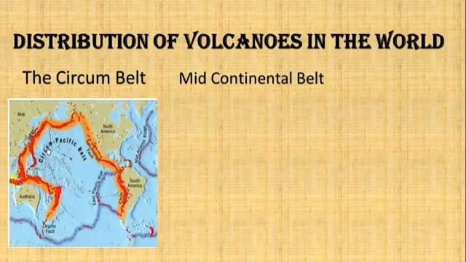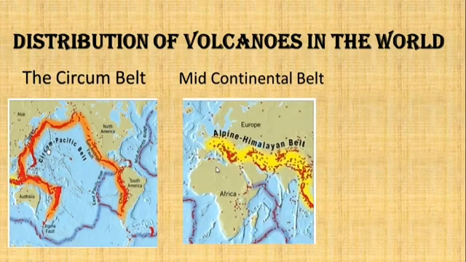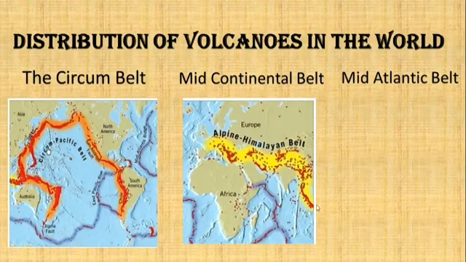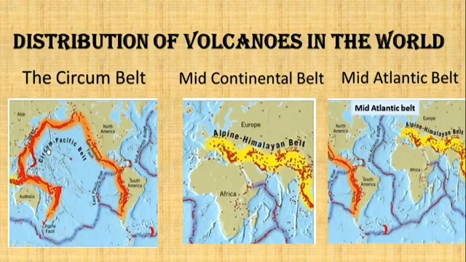Next, the mid-continental belt. This includes alpine mountain chains, the Mediterranean Sea and the fault zone of Eastern Africa. The important volcanoes of this region include Kilimanjaro. And finally, the mid-Atlantic belt. This belt represents the boundaries along the mid-Atlantic ridges. The volcanoes here are mostly of fissure type. St. Helena belongs to this region.